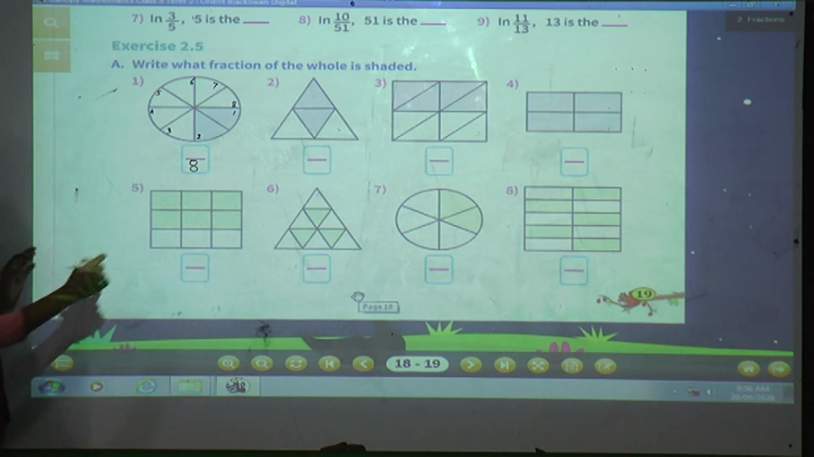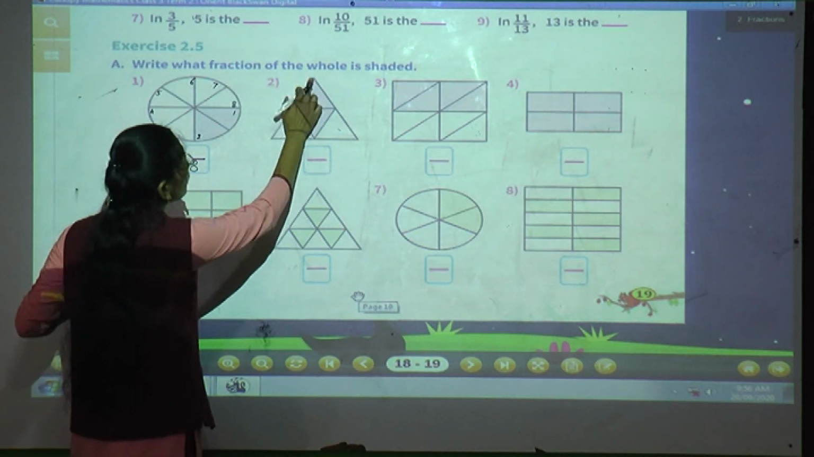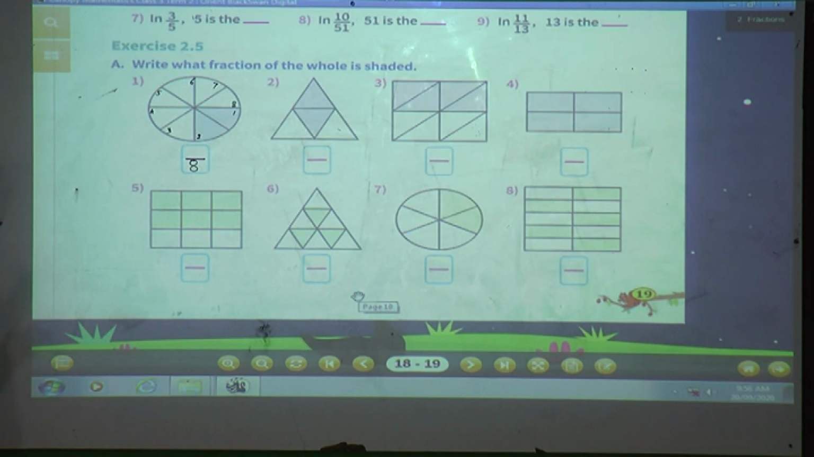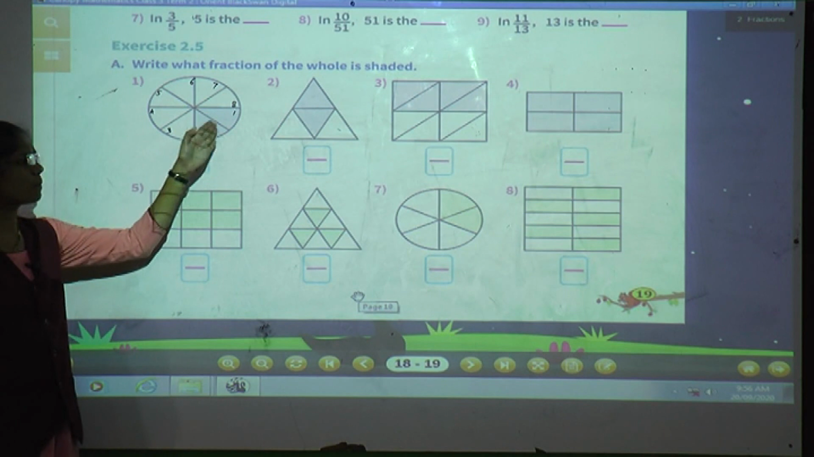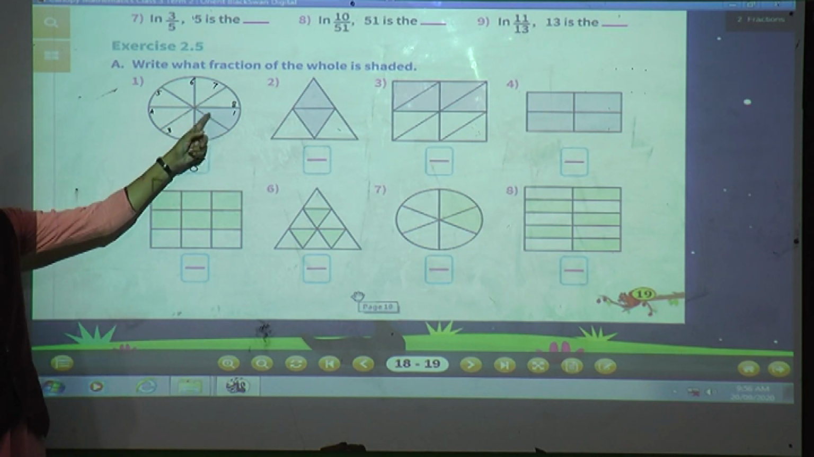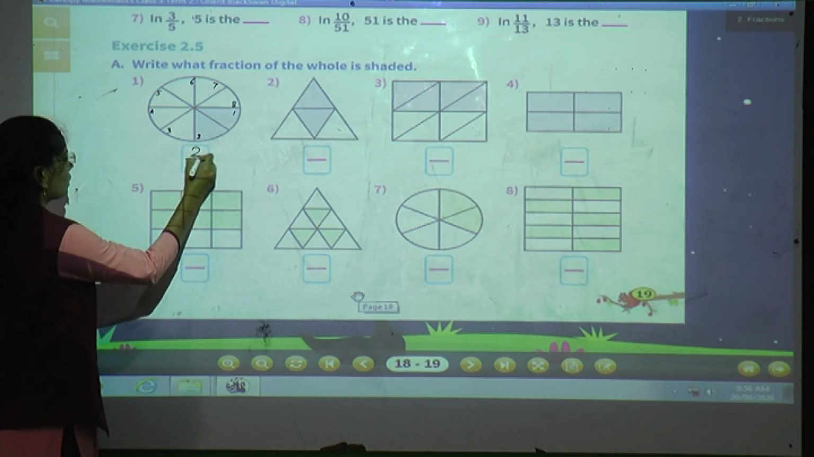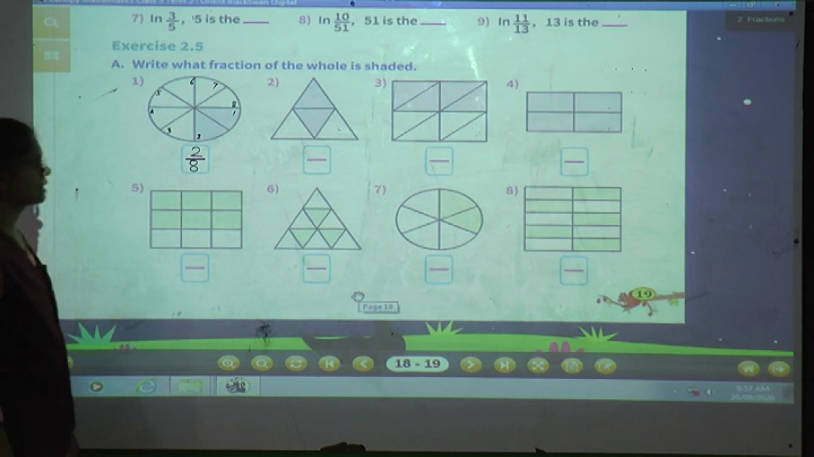Okay. Now what is the question? Write what fraction of the whole is shaded. Means we have to write the fraction of the shaded part. Now you have to count how many parts are shaded. How many parts are shaded? Only 2 parts are shaded. So here we have to write 2 at numerator's place. Okay. So what is the fraction? 2 by 8. Now let us move to the next example.